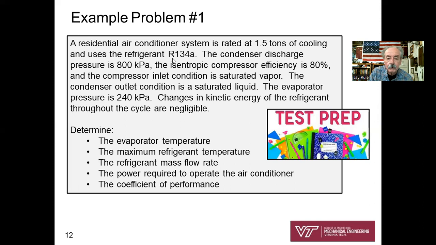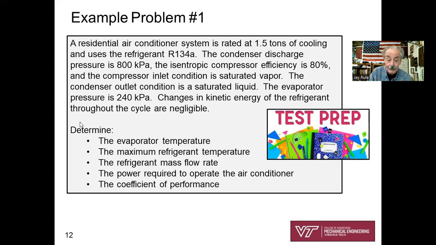It uses refrigerant 134a. The condenser discharge pressure is 800 kPa. The isentropic compressor efficiency is 80%. The compressor inlet condition is saturated vapor. The condenser outlet condition is a saturated liquid. These are just very common situations in the real world. The evaporator pressure is 240 kPa. Changes in kinetic energy of the refrigerant throughout the cycle are negligible.